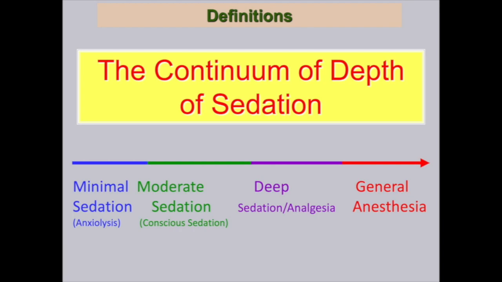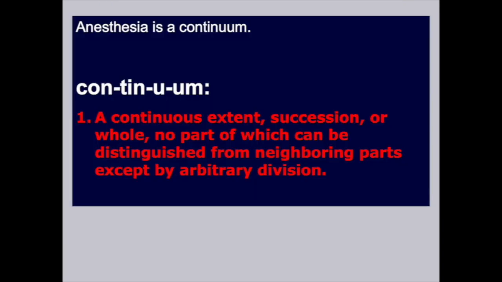So if you've got a moderate sedation permit and you have a person slip into deep sedation and analgesia, then you should be able to, and you've got to be able to rescue them when they get into that deep sedation level. A continuum, as we said, is defined as a continuous extent, a succession, or whole, no part of which can be distinguished from neighboring parts, except by arbitrary division. So if you go back and look at the continuum of depth of sedation, there's nothing that stops and starts. They just slide one into the other, and we reach that different level of sedation then.